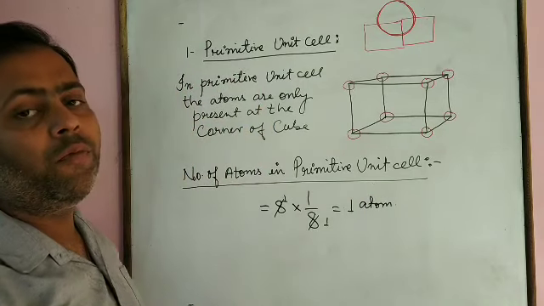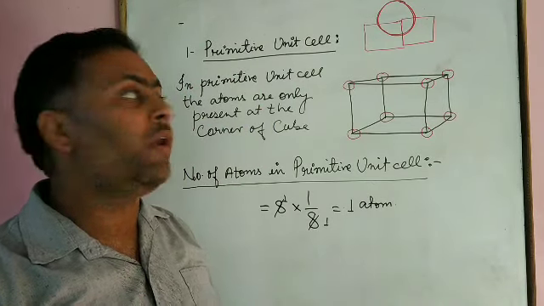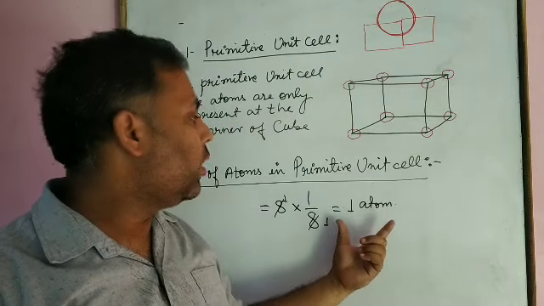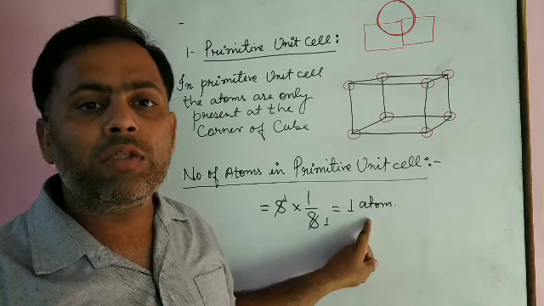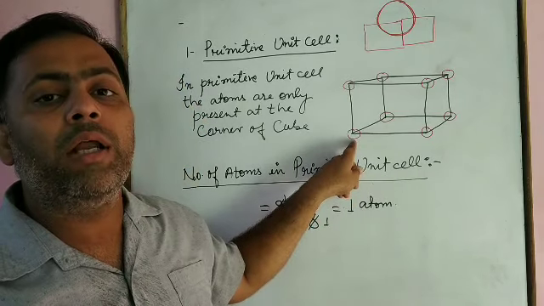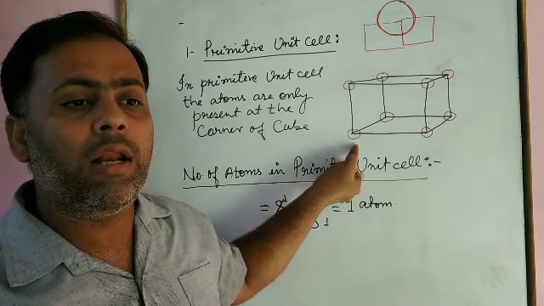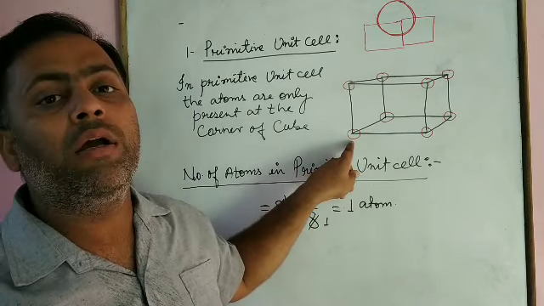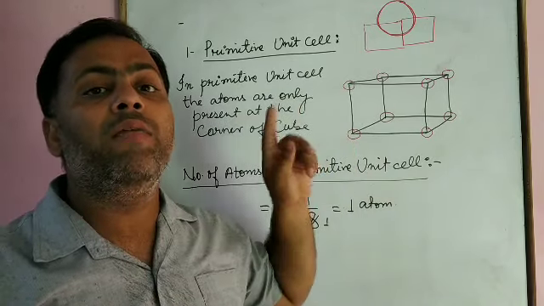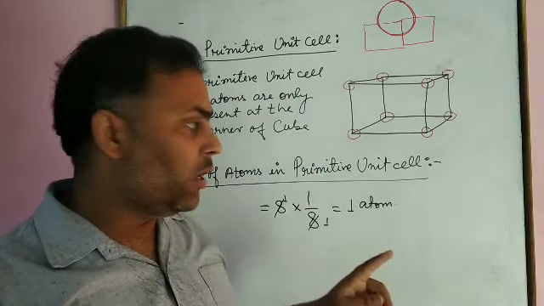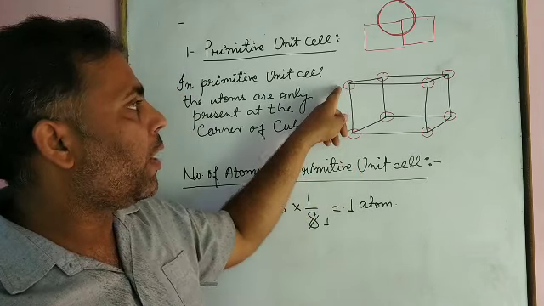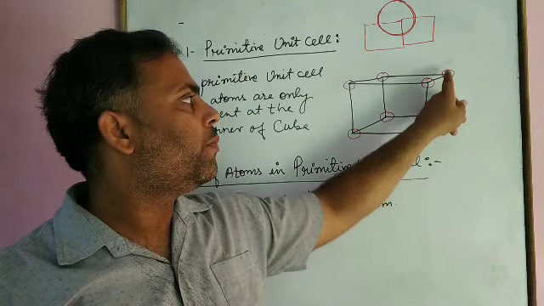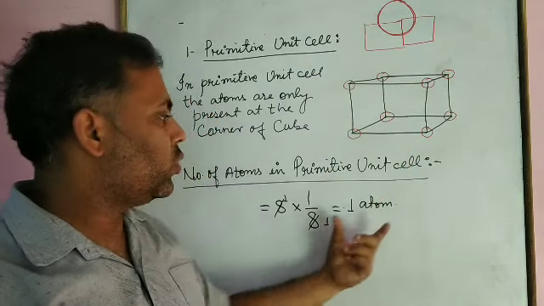It means if we are discussing the number of atoms in primitive unit cell, then we see it contains a total of 1 atom. Why is it so? Because the atom present at the corner of each unit cell contributes only and only 1 by 8 portion. Clear? 1 by 8 plus 1 by 8 plus 1 by 8 plus 1 by 8 plus 1 by 8 plus 1 by 8 plus 1 by 8 plus 1 by 8. It is equal to 1 atom.